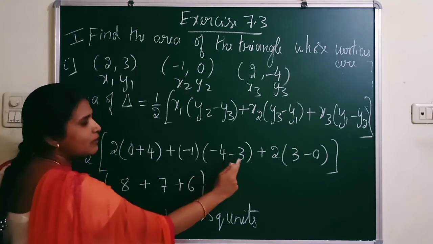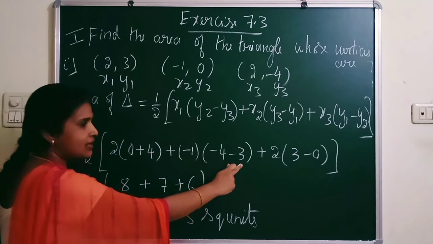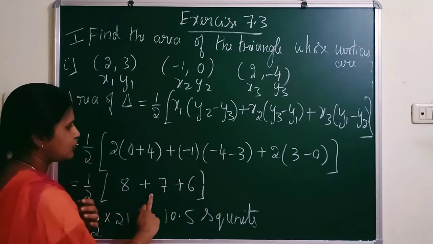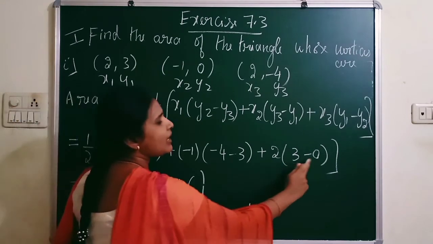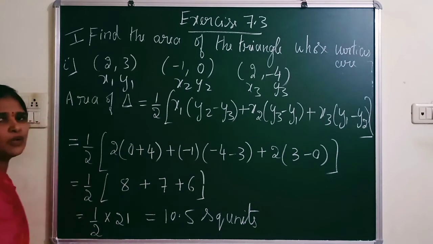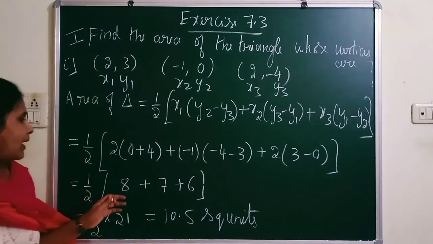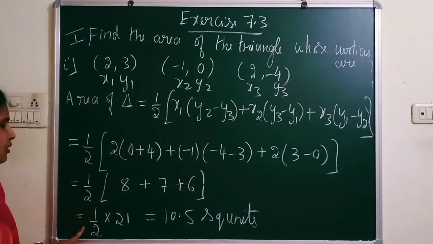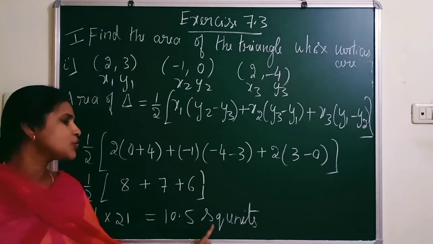So, minus 4 minus 3 is what? Minus 7. Minus 7 into minus 1 is what? Plus 7. So, plus 7. Next, 3 minus 0 is what? 3. 3 2s are 6. Okay. Now add all this. 8 plus 7 plus 6. We get 21 into half. So when you divide 21 by 2, we get 10.5 square units.